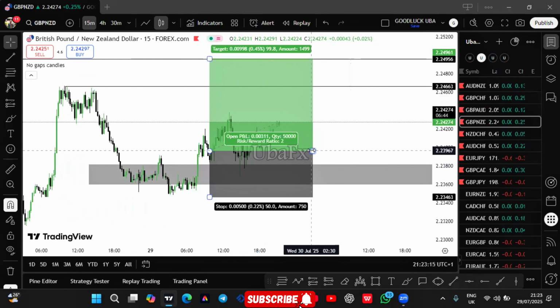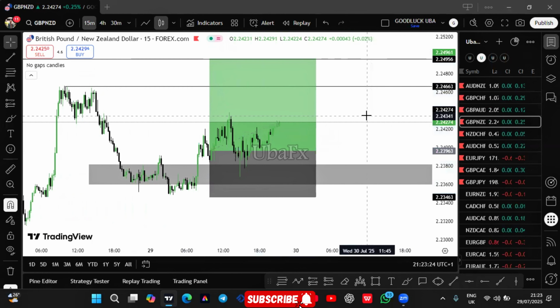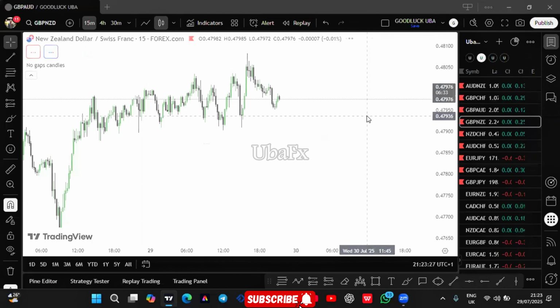So let's see. I'm not scared of news. Even though I have this trade running till the news time, I'm not going to close out. I'm not going to do anything. It's either I'm wrong or I'm right. As simple as that. Then AUD NZD.